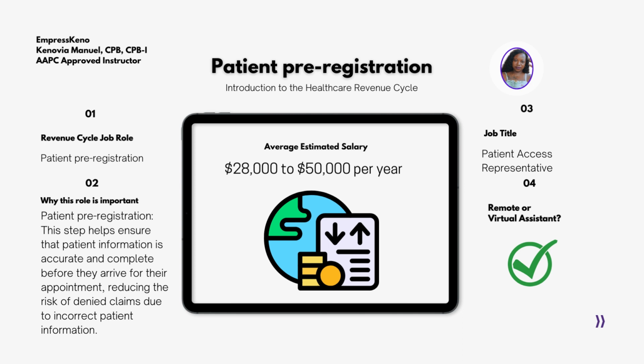Now, a typical title you might find attached to this role of the revenue cycle is called a patient access representative. And yes, you can definitely find this opportunity working remotely or virtually as a healthcare registration assistant. The average estimated salary for this role is anywhere from $28,000 to $50,000 per year.